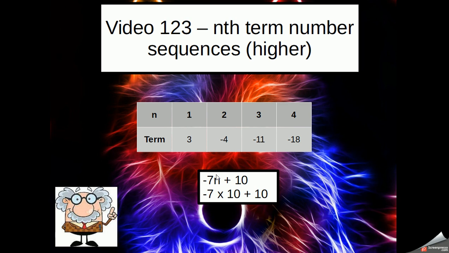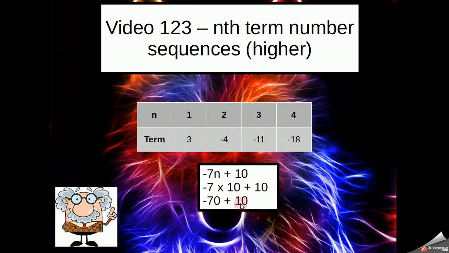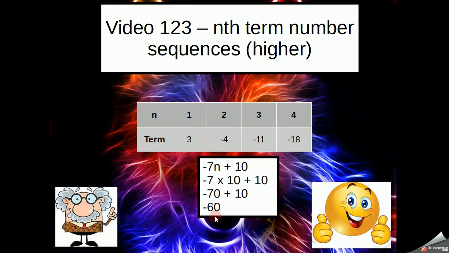When you work out the equation for the nth term, like we worked out minus 7n plus 10, to work out the 10th value, we can plop that in instead of the n: minus 7 times 10 plus 10, which is minus 70 plus 10. The 10th term, the value of it, is minus 60.